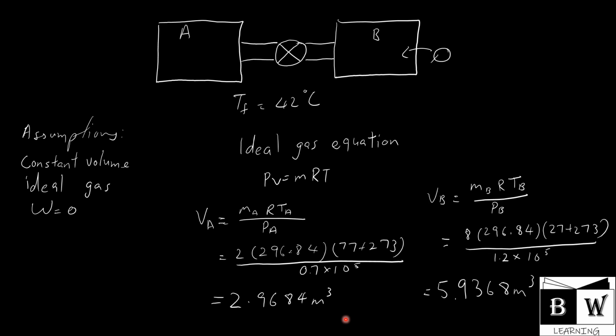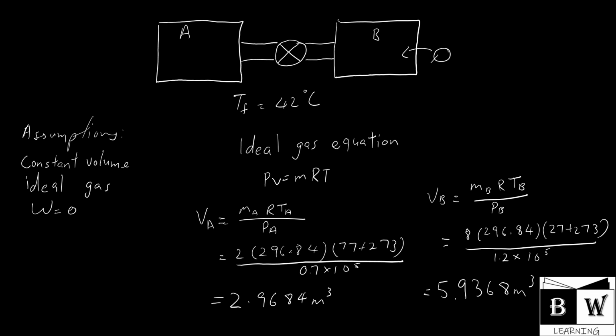Likewise for tank B, we use the same formula, just with different values. We have 8 kilogram of carbon monoxide, same gas constant. For temperature, you take 27, add 273, and divide by 1.2 multiplied by 10 to the power 5. So you should get a volume of 5.9368 meter cube for tank B.